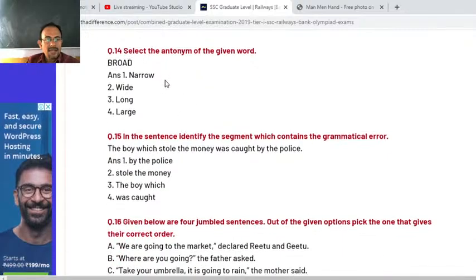Very good. Select the antonym of the given word. Broad. What can be the antonym of the word broad? Antonym means opposite word. Narrow, wide, long, large. So dear students, broad means wide, long, large. These three words are the synonyms of the word broad. Therefore, the opposite word is narrow. These other three options are synonyms of broad, so they will be ruled out. So the answer will be narrow. Very good. Arya, thank you so much.